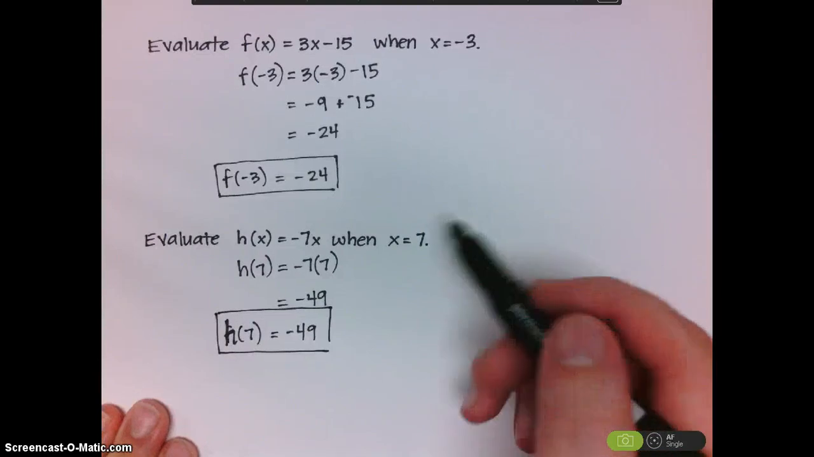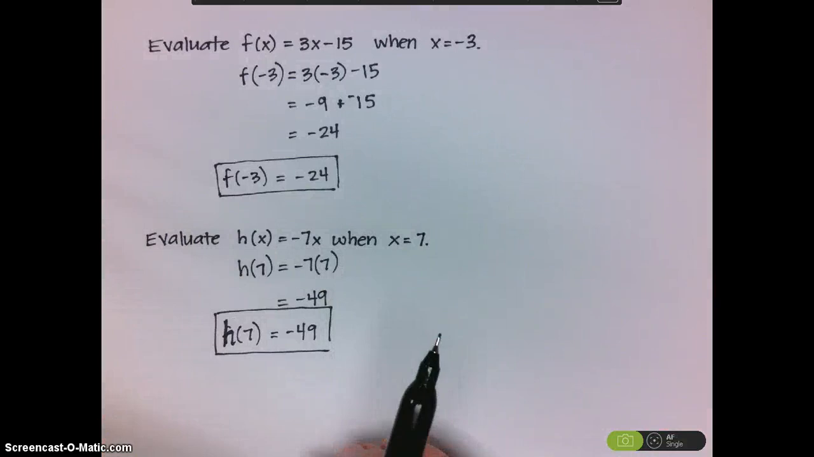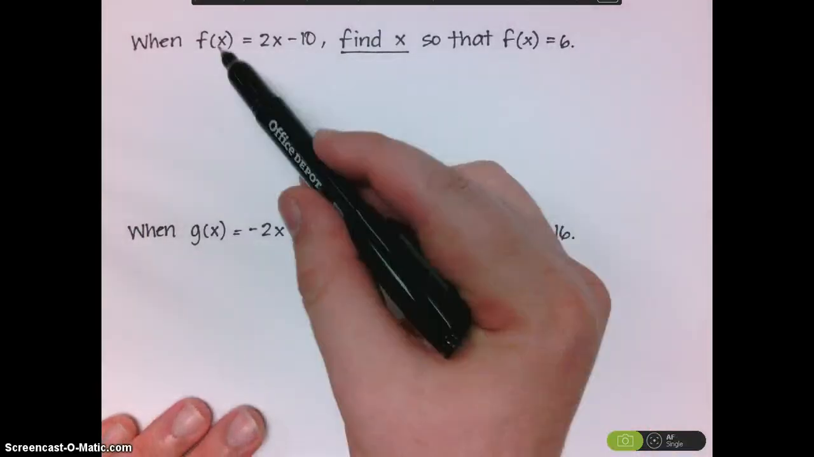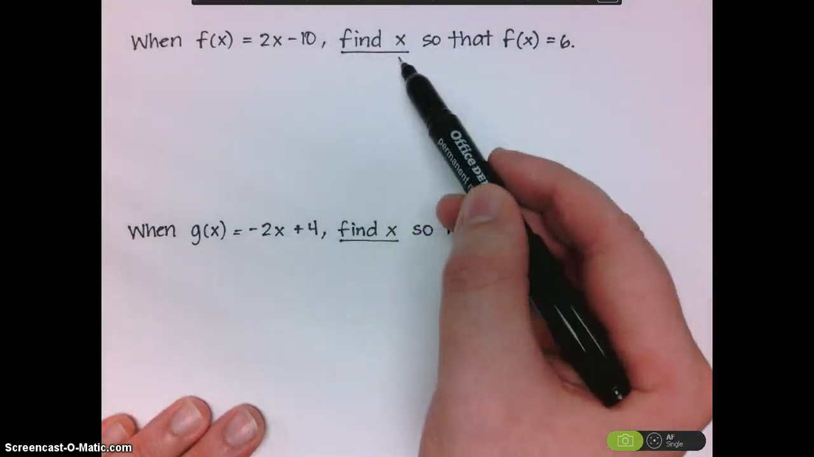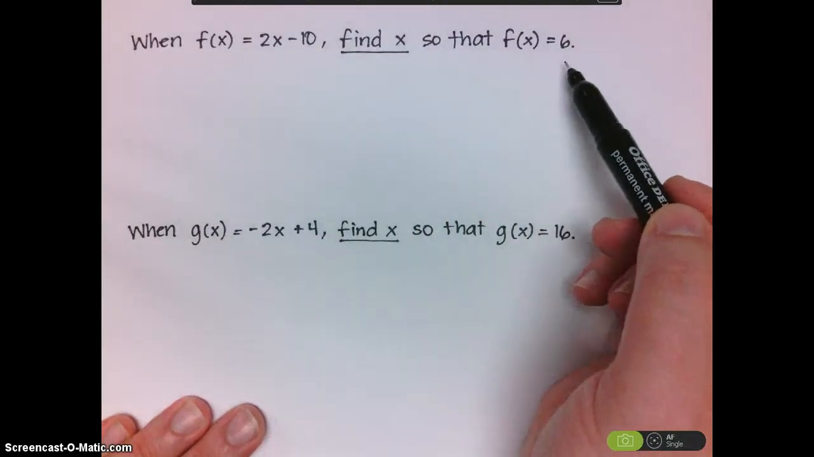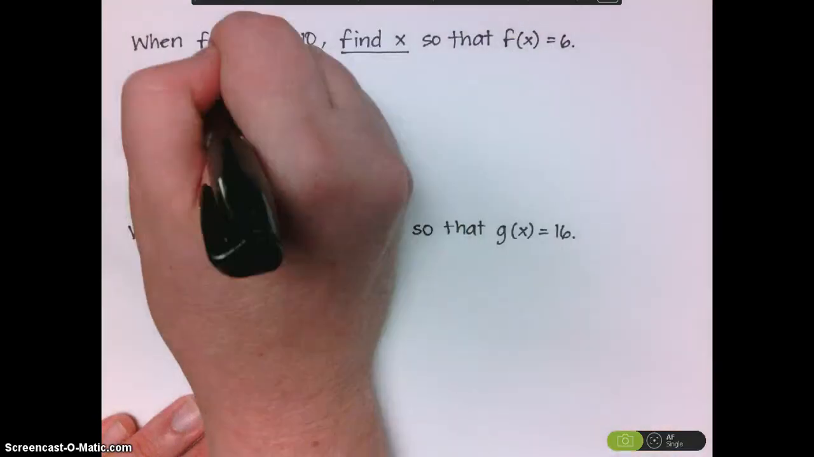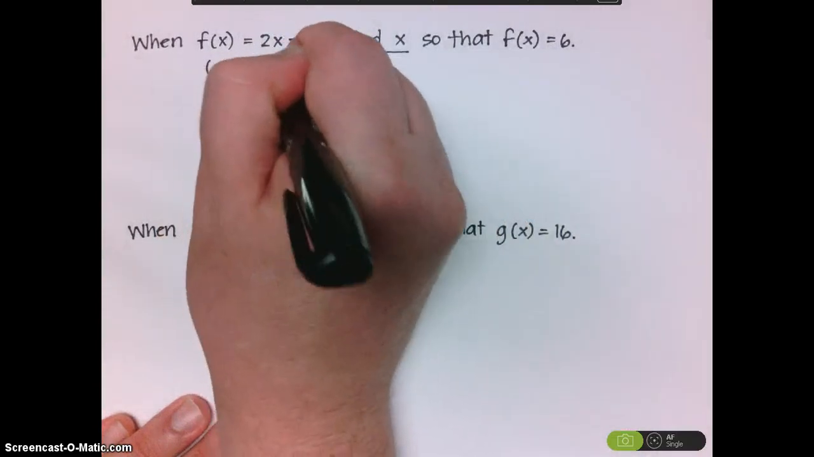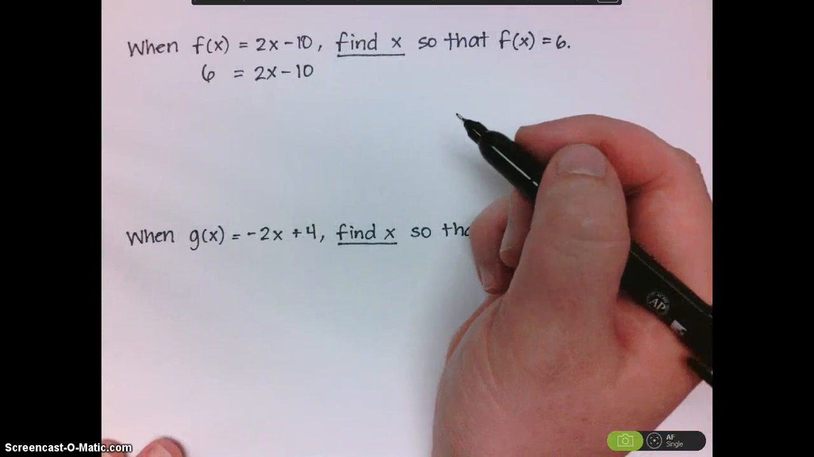But we're not always looking for what the function is equal to. Sometimes we're given what the function is and have to find the input, the x. Like in this first example here, when f of x equals 2x minus 10, this time we need to find x. We need to find the input so that the output, the f of x, equals 6. All right? So this time, if I know f of x equals 6, I'm going to plug that in where it says f of x. And I'm going to set that equal to the rest of this function, 2x minus 10. And now, like I've done many times in the past, I'm just going to solve for x.